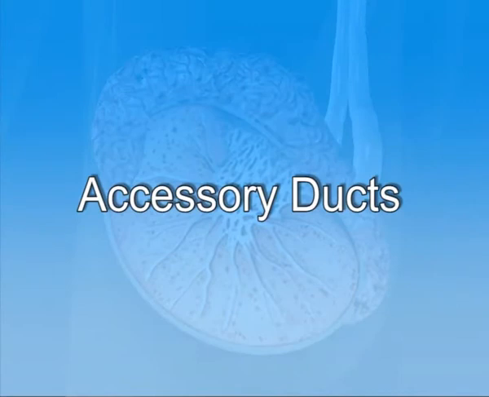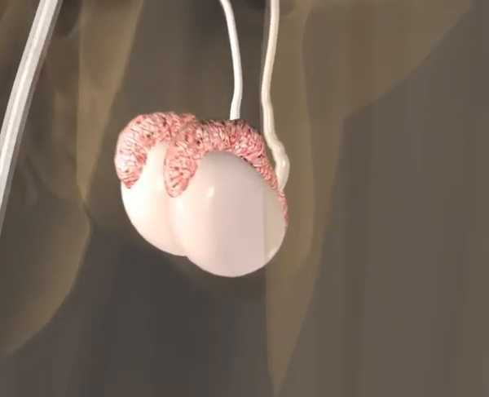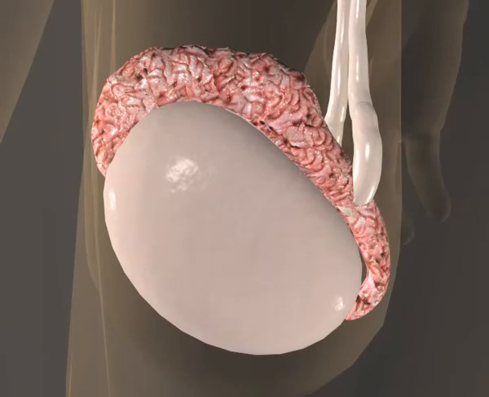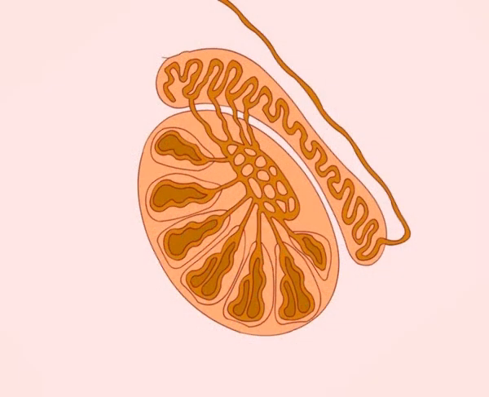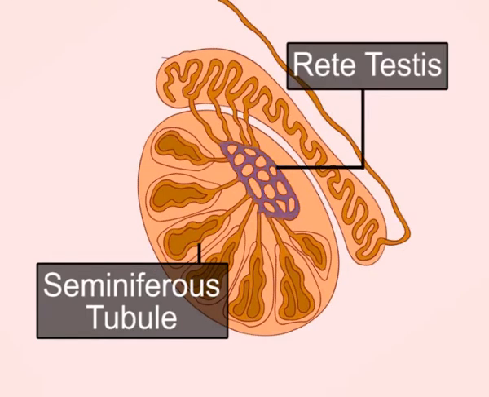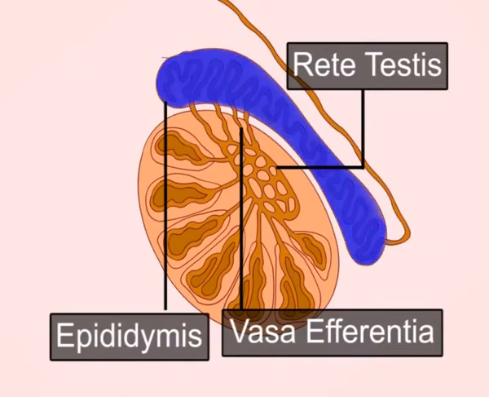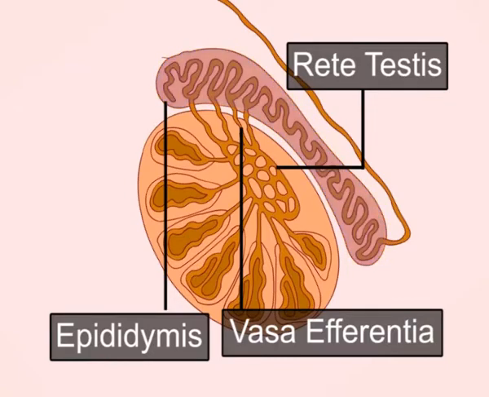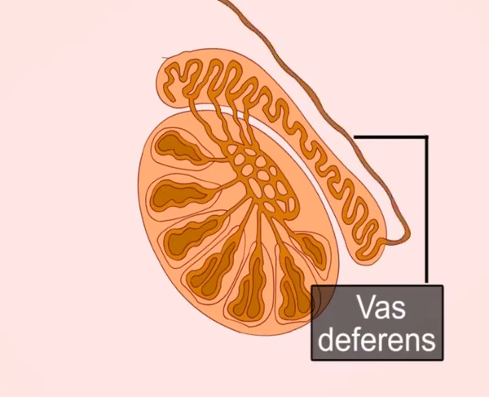Accessory duct. The male sex accessory ducts include rete testis, vasa efferentia, epididymis, and vas deferens. Let's see how all these are connected to each other. The seminiferous tubules of the testis open into vasa efferentia through rete testis. The vasa efferentia leave the testis and open into epididymis located on the top of each testis. Duct of epididymis leads to vas deferens.